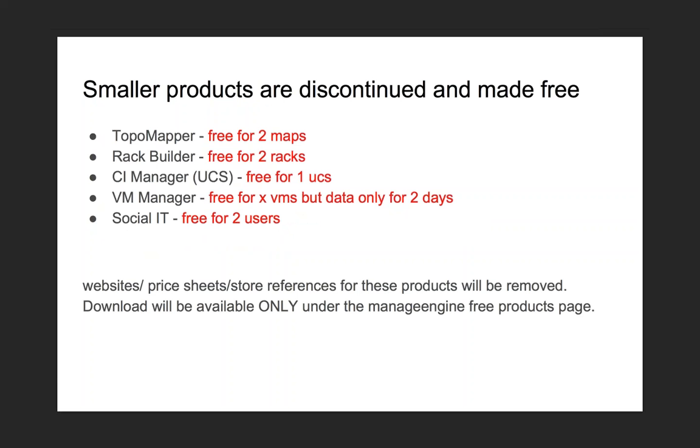And for the smaller products which I told you about, TopoMapper will be available as free for 2 maps. Rack Builder will be available as free for 2 racks. CI Manager, which is the UCS monitoring, will be free for 1 UCS. VM Manager will be free for unlimited VMs, but the data will be stored only for 2 days. And Social IT is free for 2 users. We'll be removing the standalone websites for these products, and you will be able to download the free edition of these products from the ManageEngine free editions page.